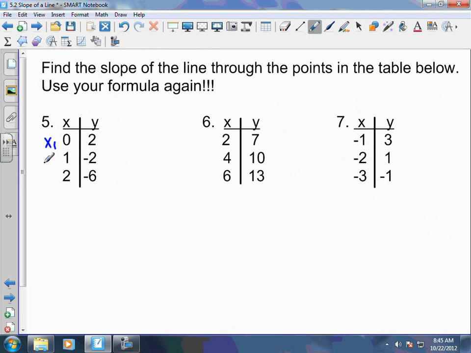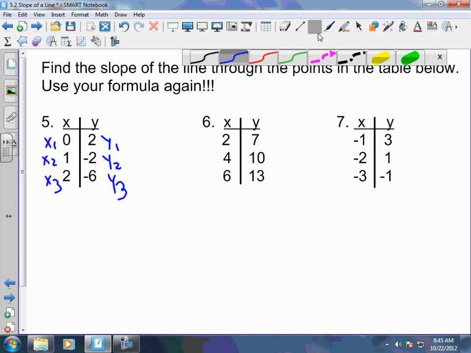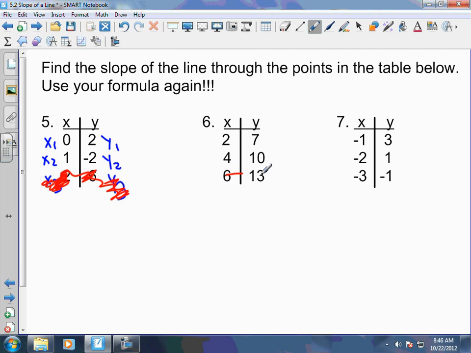Okay, first thing I do is identify x1, x2. Oh, look, now I have x3. y1, y2, y3. Why is this x3 and y3? Because it's the third one, right? Do we need 3 numbers? Nope. We only need x2 and x1, y2, and y1. So I cross off the third ones here. I don't need them, so just cross them off.